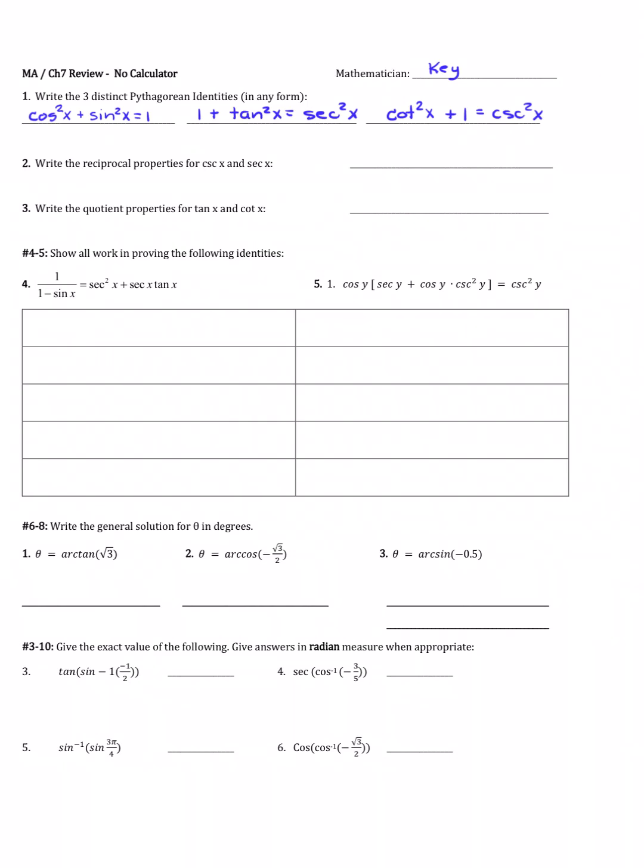And then the reciprocal properties: the reciprocal of cosecant is 1 over sine, and for secant, it is 1 over cosine. The quotient property, so a quotient is something over something: tangent is sine over cosine, and the cotangent is the reciprocal of that. Okay, then we get into our identities.